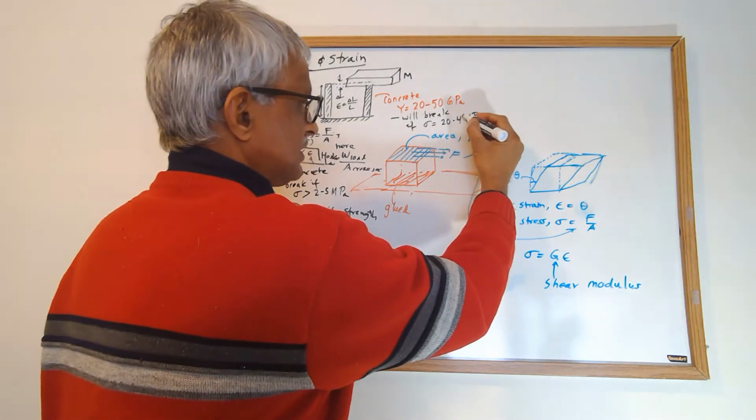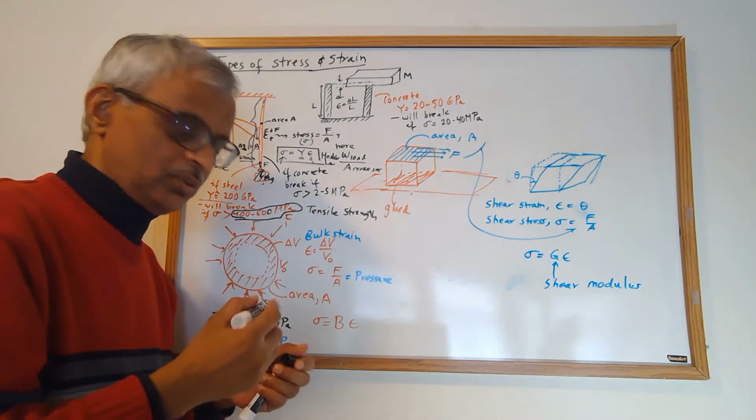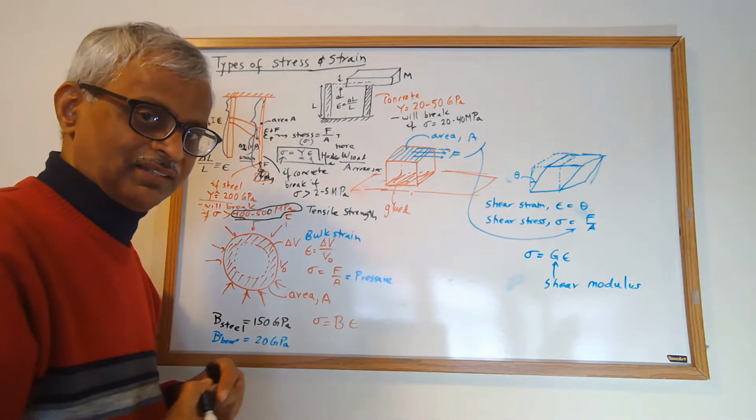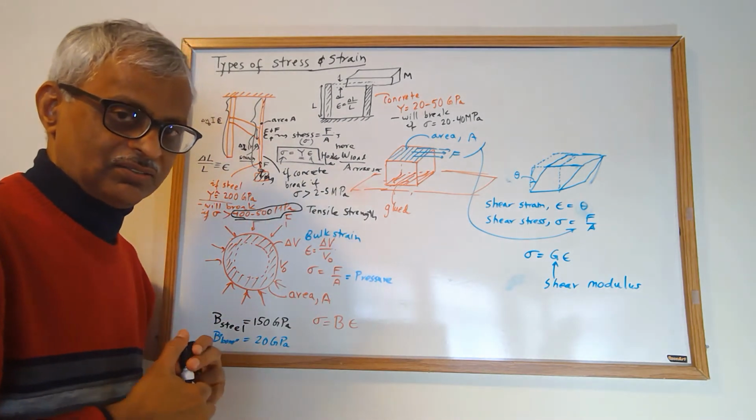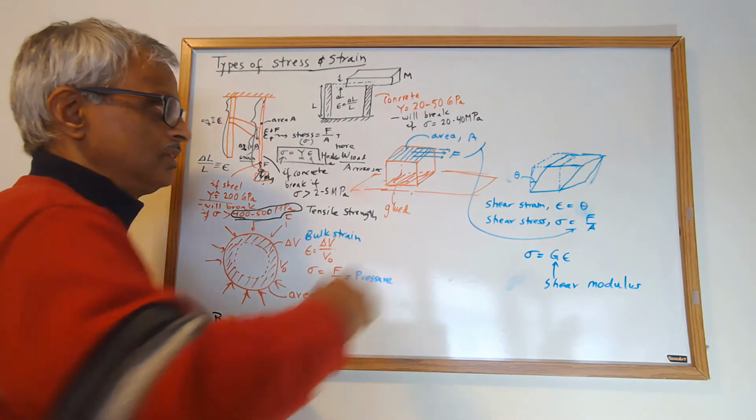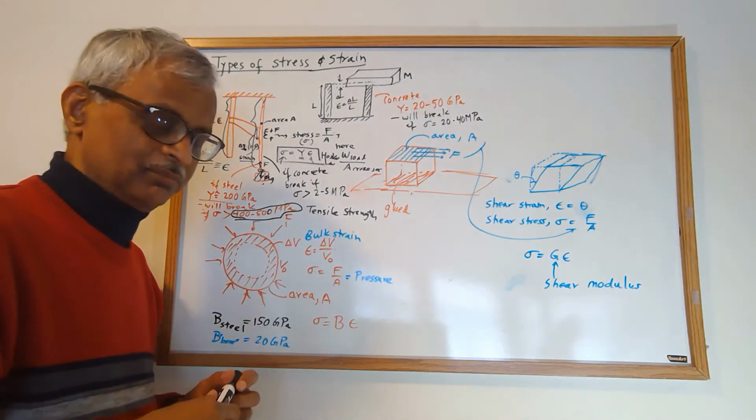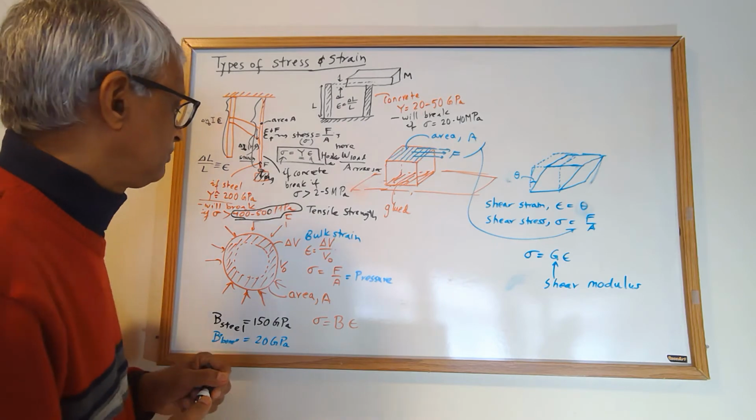20 to 40 megapascal in concrete. Concrete also varies because of the mixture of things, and you can change the strength of the concrete. But this is a good value. I looked up some handbook.